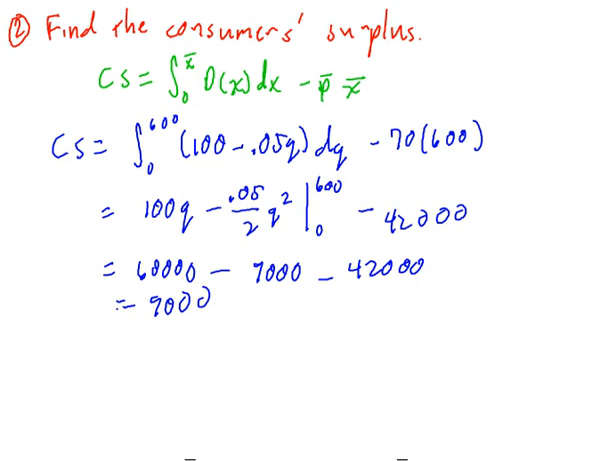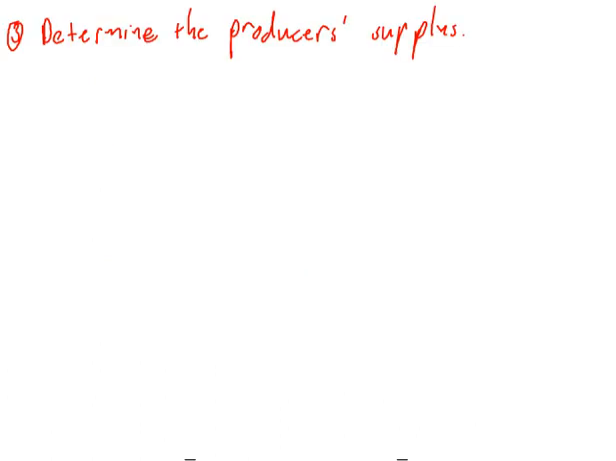Now let's look at determining the producer surplus. The producer surplus is given by the formula: the producer surplus equals P bar times X bar, the unit price times the number of units, minus the integral from 0 to X bar of S of X, the supply function, dx.